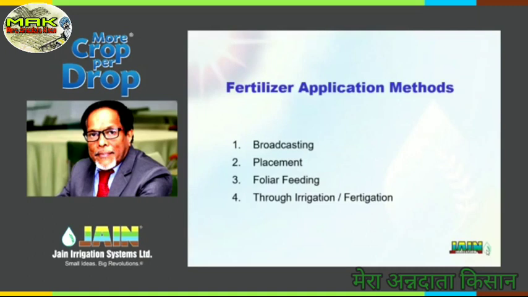In certain cases, the mineral is available in the soil, but because of alkali or pH conditions, the plant cannot absorb it. In such cases, that is where foliar feeding comes in. Then we have application through irrigation water, which is fertigation.